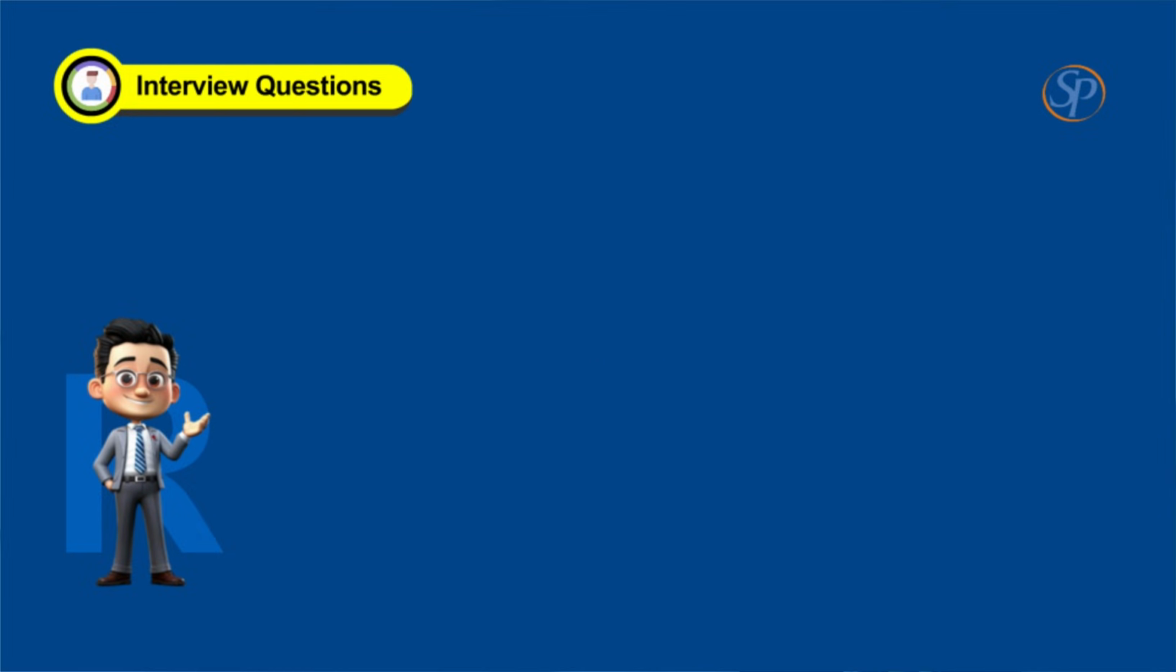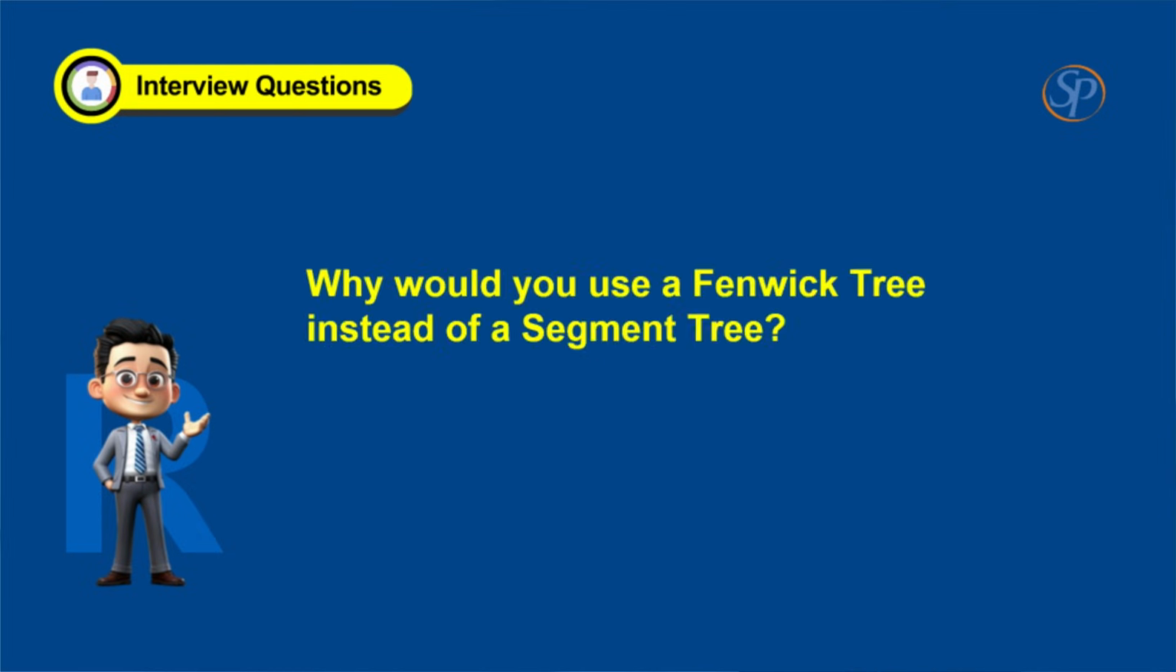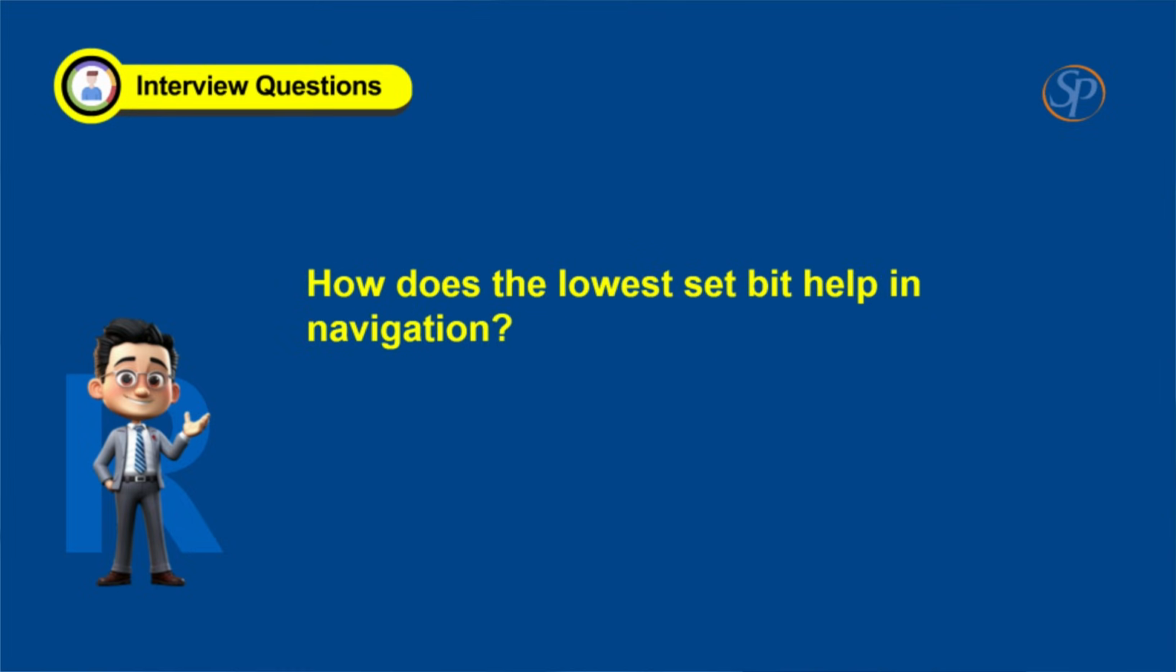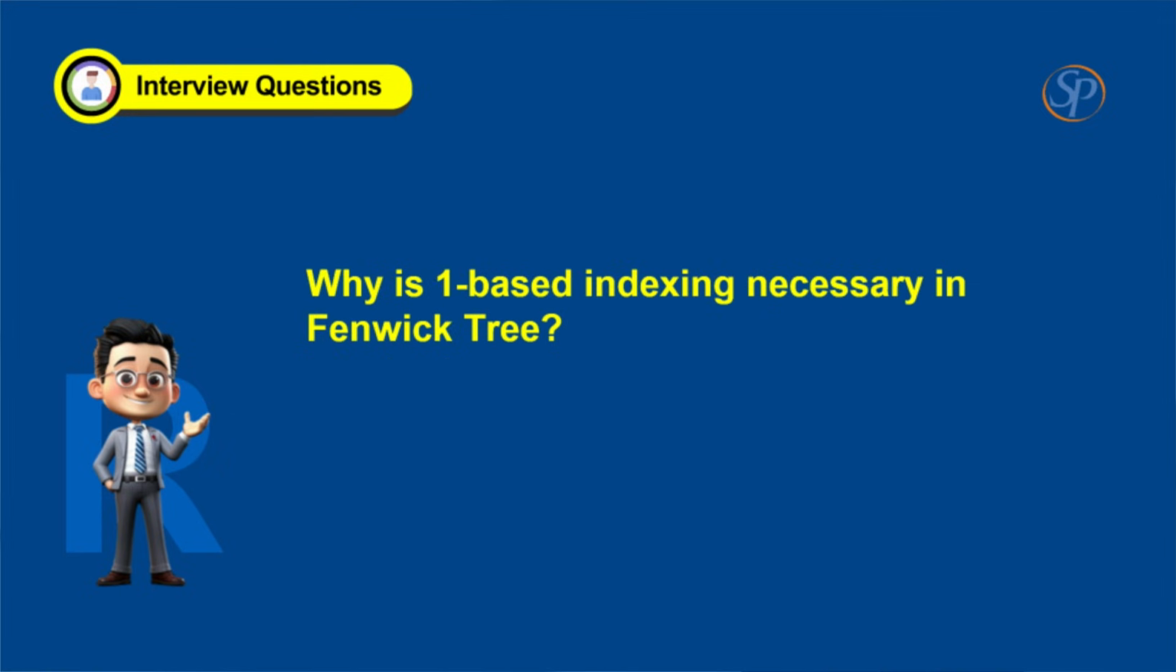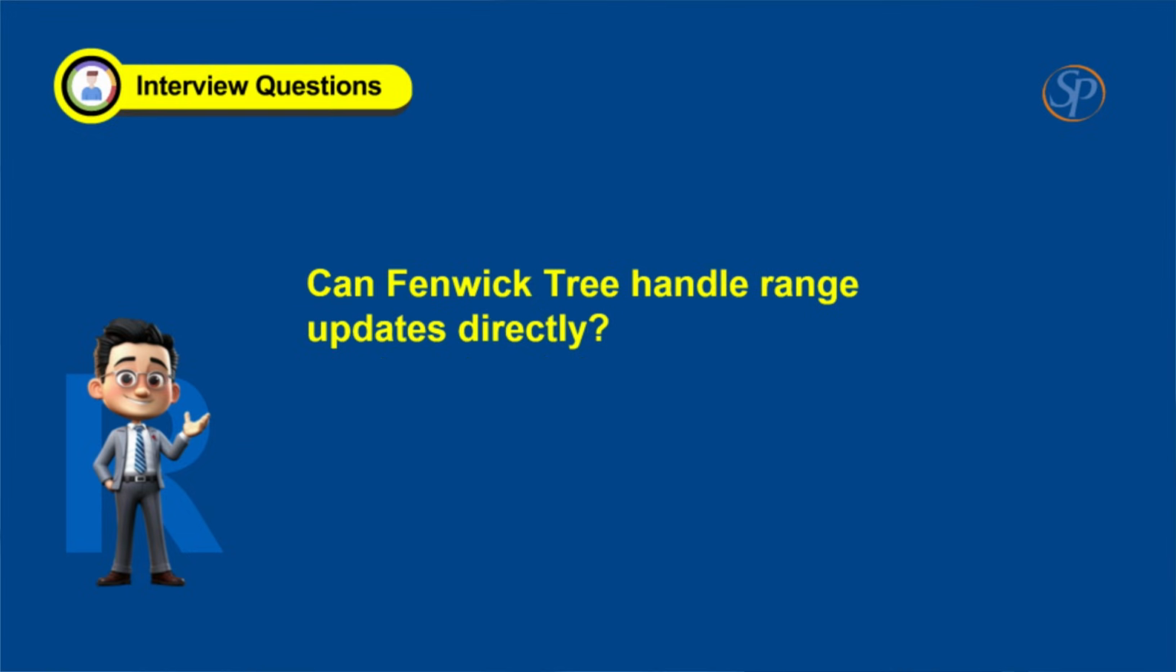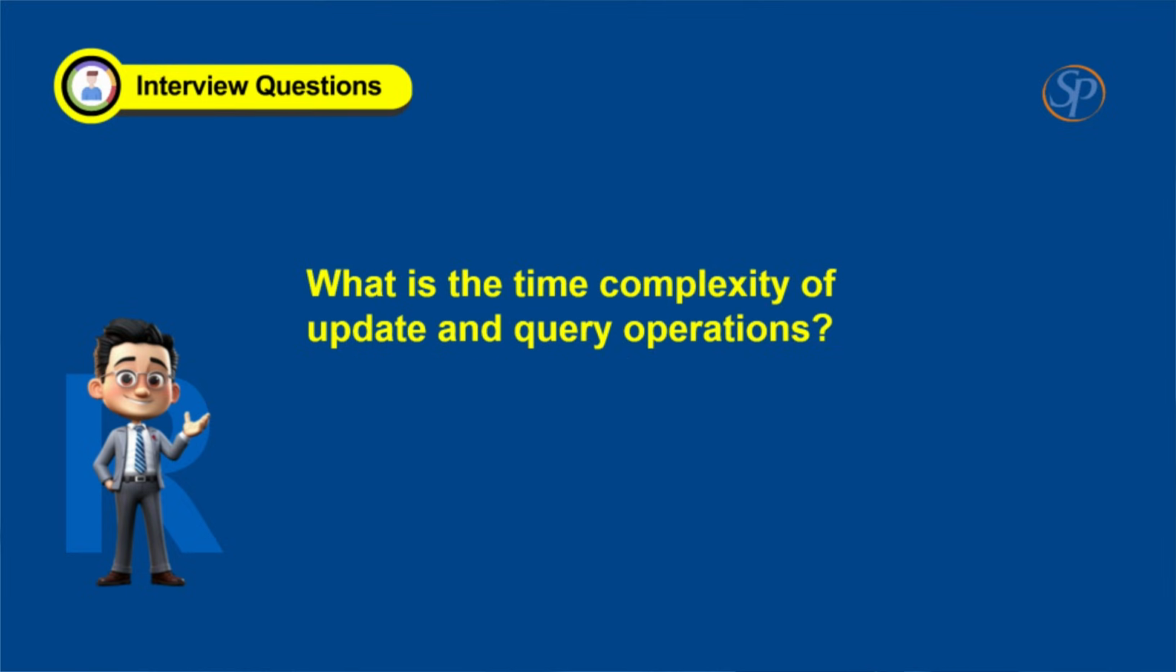Interview questions. Why would you use a Fenwick tree instead of a segment tree? How does the lowest set bit help in navigation? Why is 1 based indexing necessary in Fenwick tree? How do you compute range sum using Fenwick tree? Can Fenwick tree handle range updates directly? What is the time complexity of update and query operations?